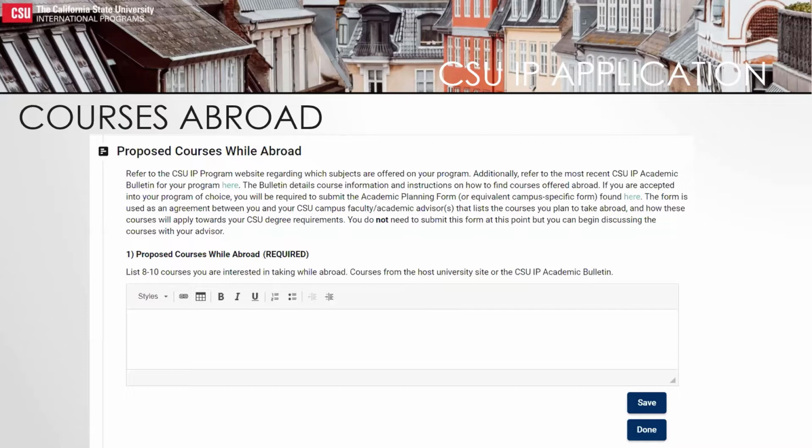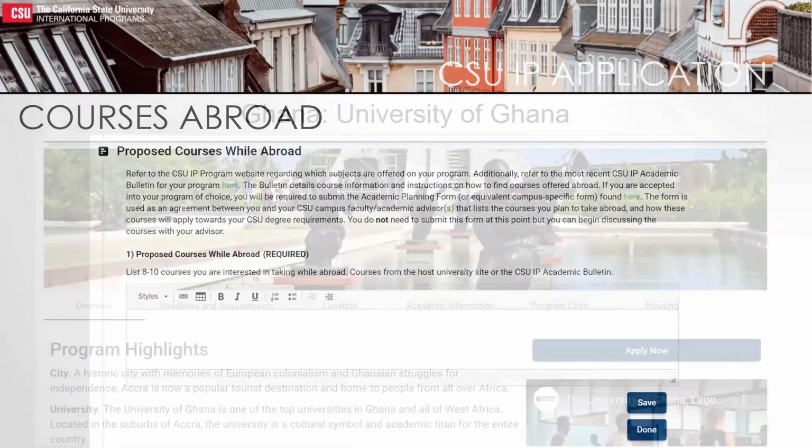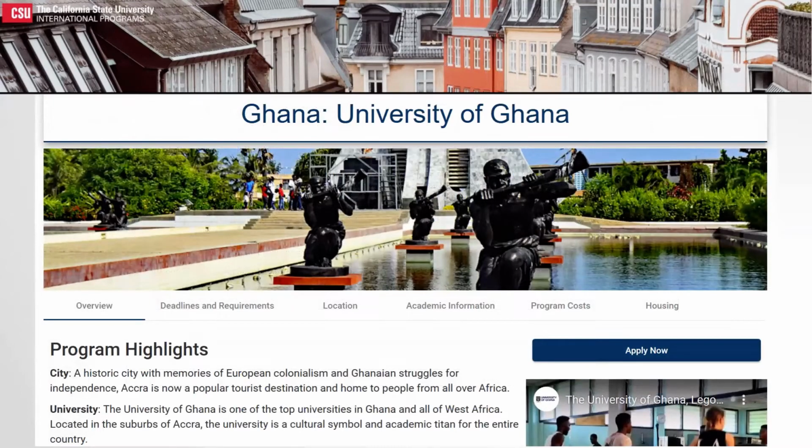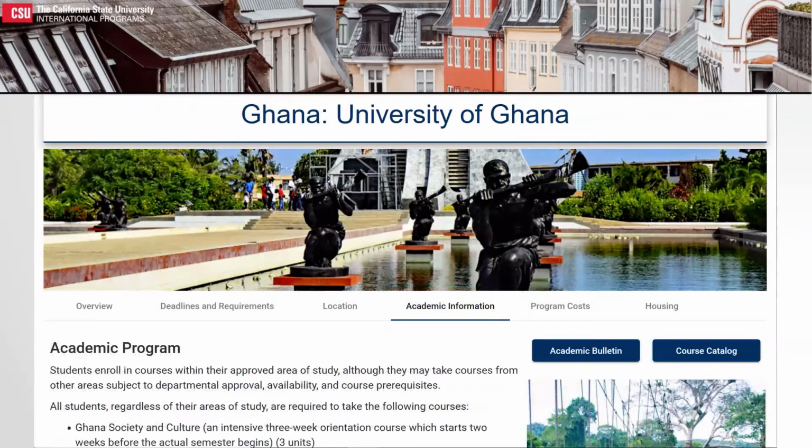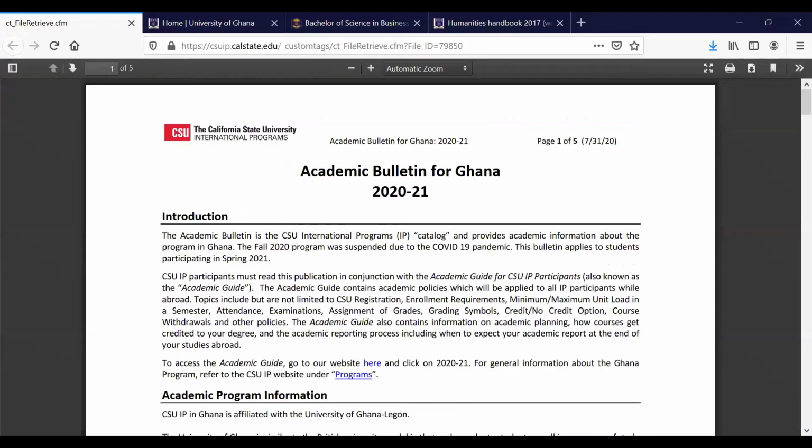So to start this process, please go back to the IP program page, find the program you're looking at, then click on the Academic Information tab. Then you will want to go over to the Academic Bulletin. While the course catalog is helpful, again, use the Academic Bulletin. Once you click on the Academic Bulletin, read carefully through this document. It includes a lot of helpful information from units to grades.